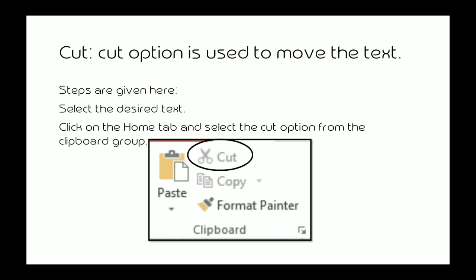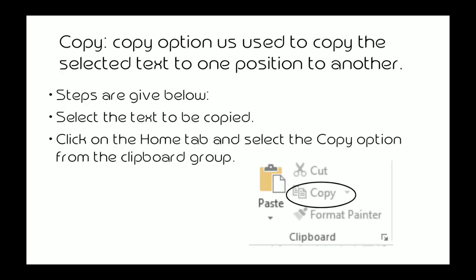Anyhow, you have to select the text. First of all, select the text, and then you can click on the cut option on the clipboard group. Next one is the copy option. The copy option is used to copy the selected text to another position.